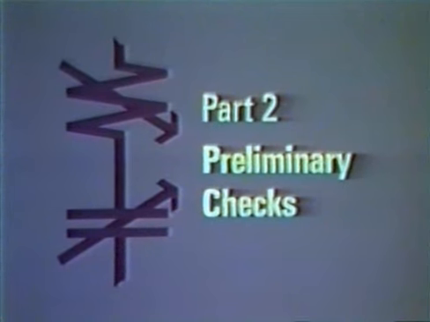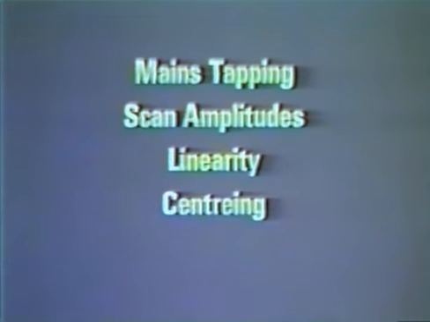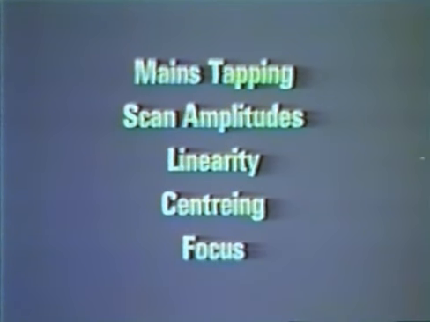From signal reception outlined in Part 1, we move to preliminary checks and adjustments in Part 2. The procedure outlined in this and the following parts may be useful as a general guide. First, routine checks such as the setting of the mains tapping, proper scan amplitudes, linearity, centering and focus should be made. Any subsequent alterations to the shape of the basic black and white picture are liable to have a detrimental effect on the quality of convergence.